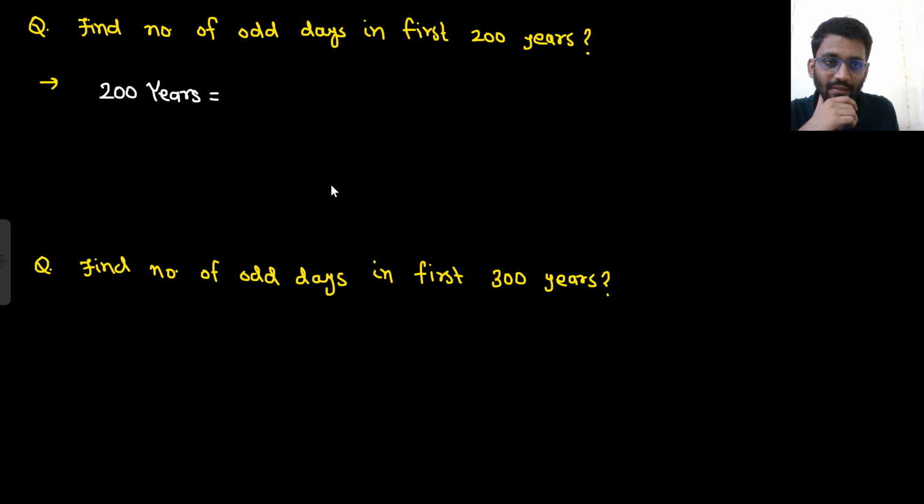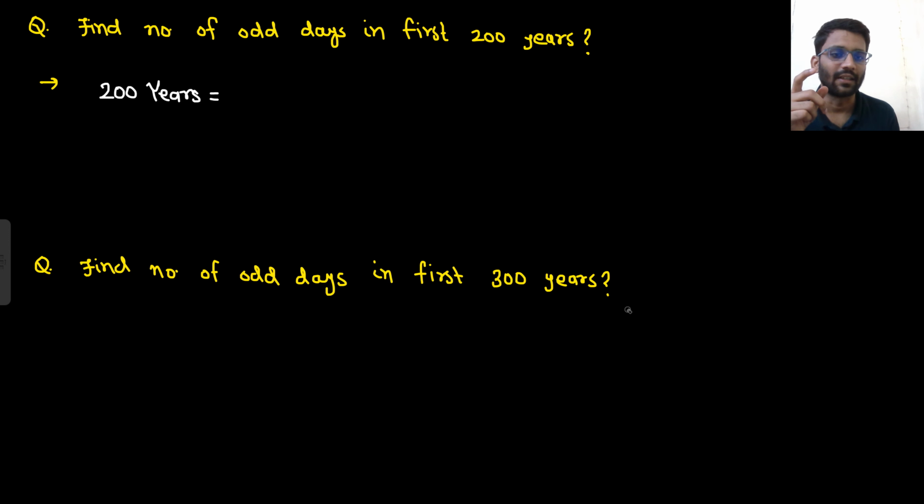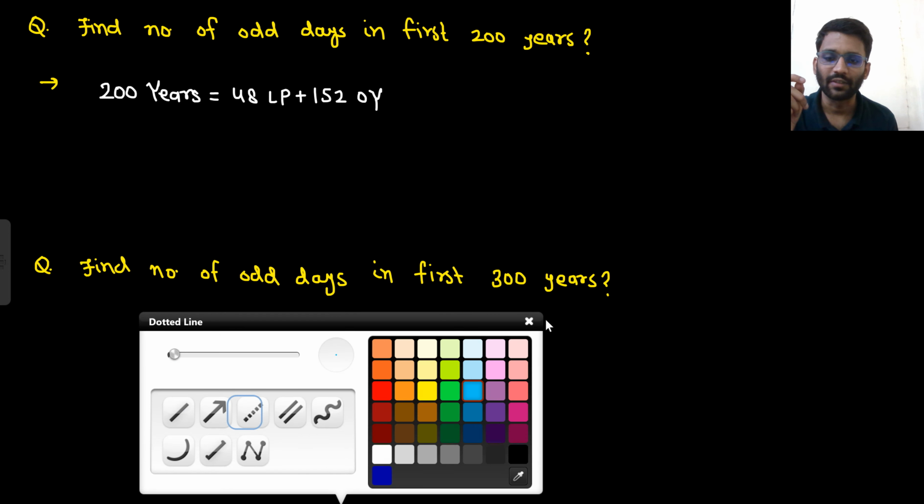How many leap years would be there? 48, right? Because in 0 to 100, there are 24. 100 is not a leap year. Similarly, 200 is also not a leap year. So from 101 to 200, there will be 24 only. So 48 leap years are there, plus 152 ordinary years, right? This is the method one we are proceeding with.